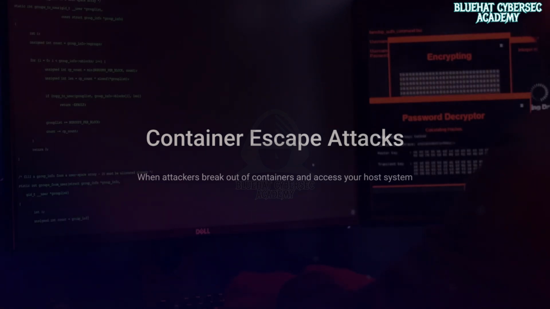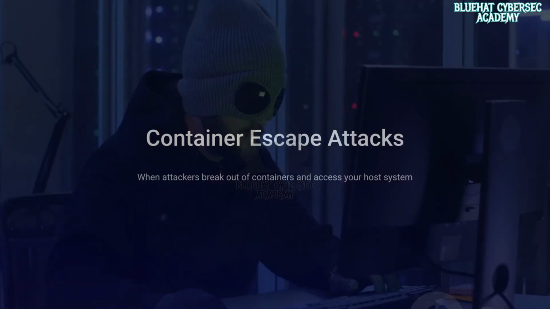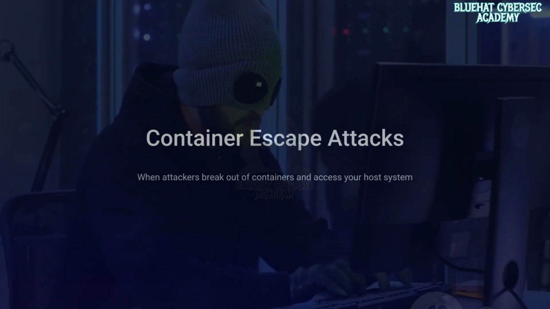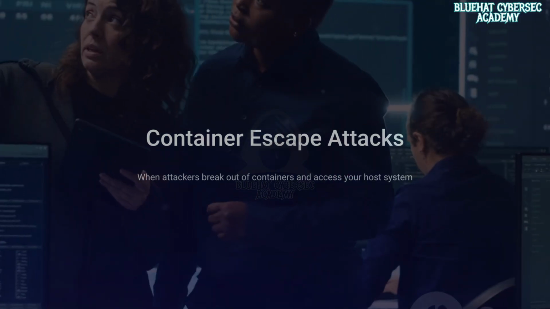Have you ever thought your containers were completely safe, only to find out an attacker could break out and access your host system? Sounds scary, right? Well, that's exactly what container escape attacks are all about.